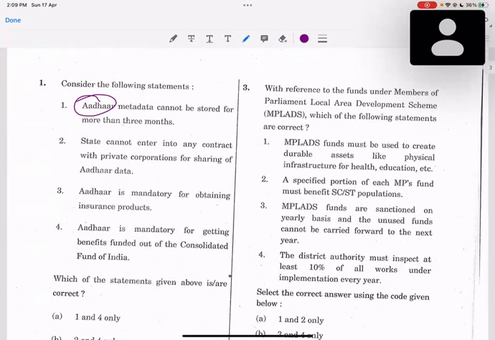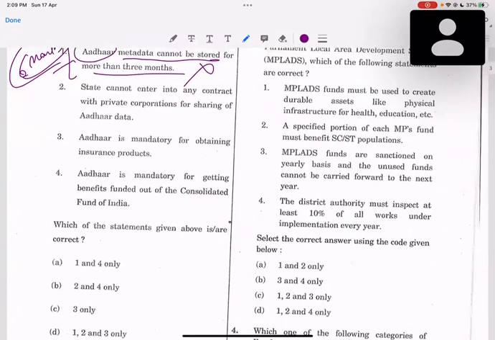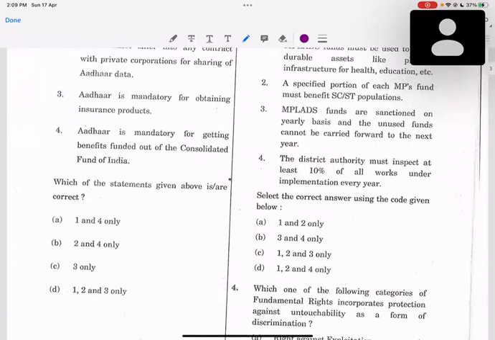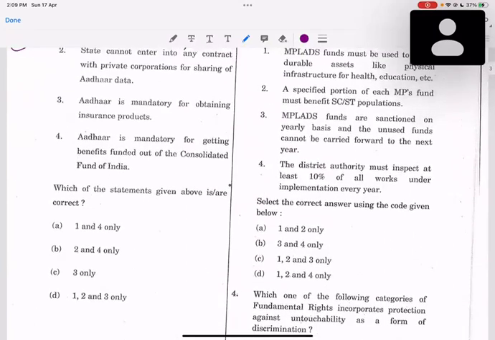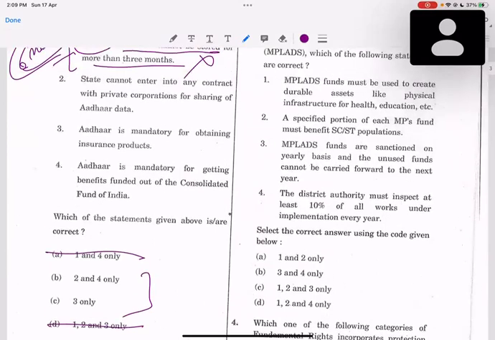The option says Aadhaar metadata cannot be stored for more than 3 months. If you had read the Supreme Court judgment, it says it cannot be stored for more than 6 months. So the first option is definitely wrong. Applying the elimination technique, A and D have gone wrong. What is left? B and C. Out of 2, 3, 4, we just have to find one more correct option, and then we can easily solve the question.